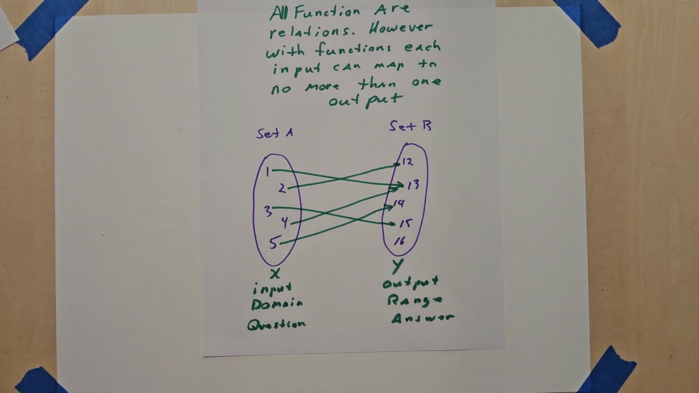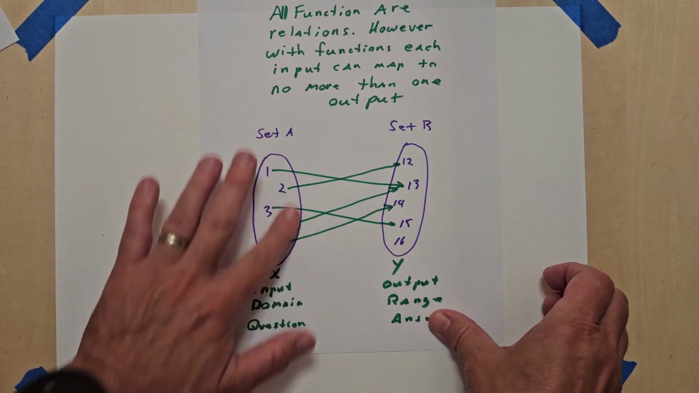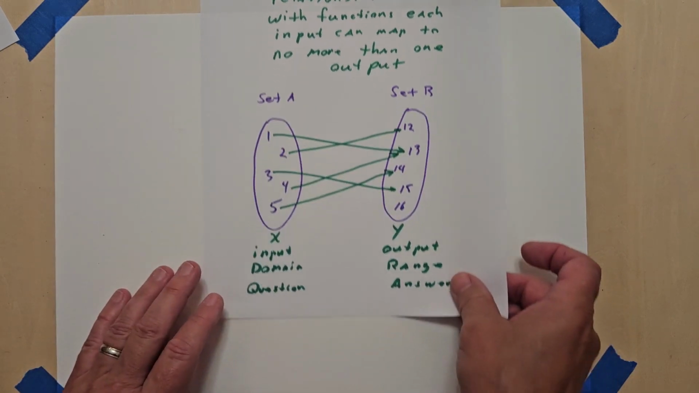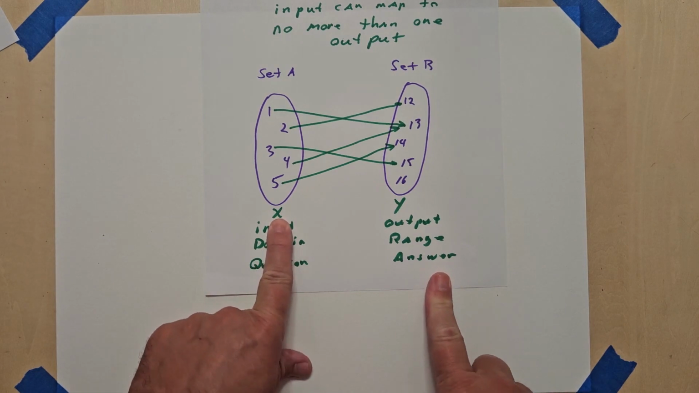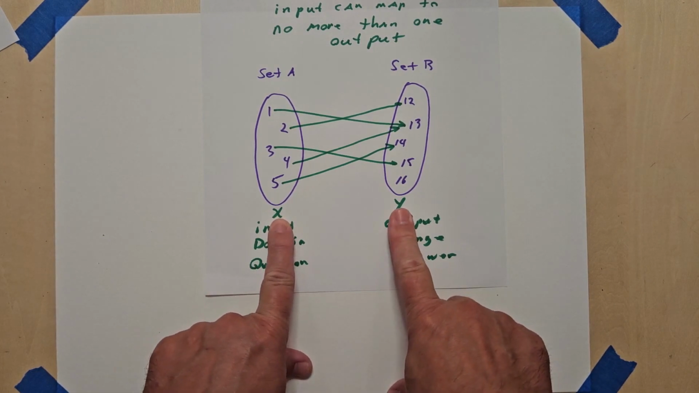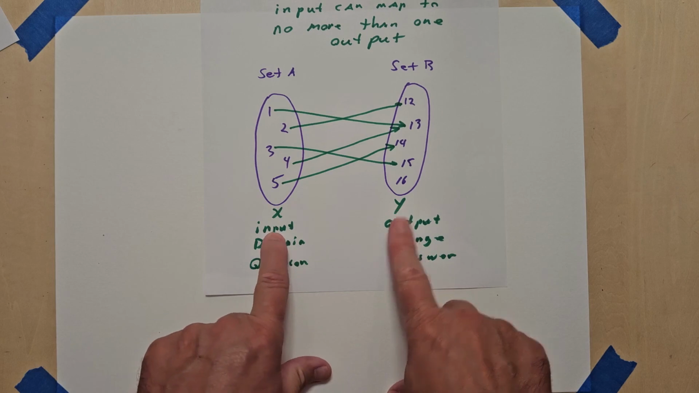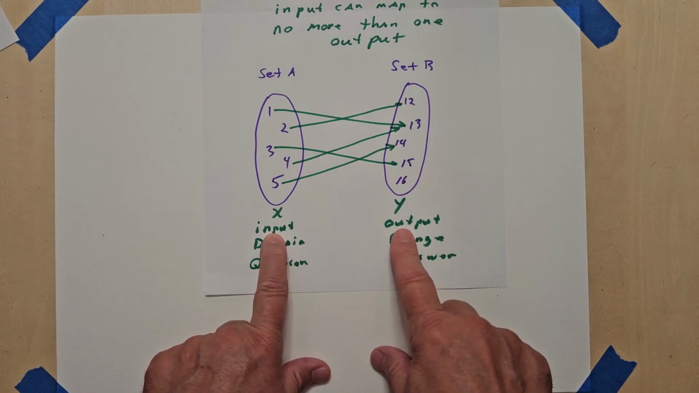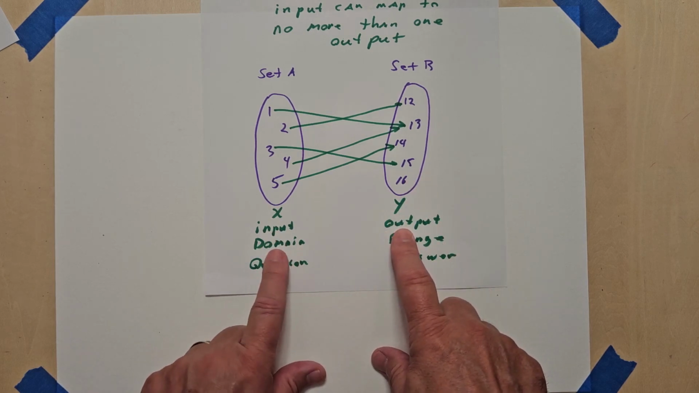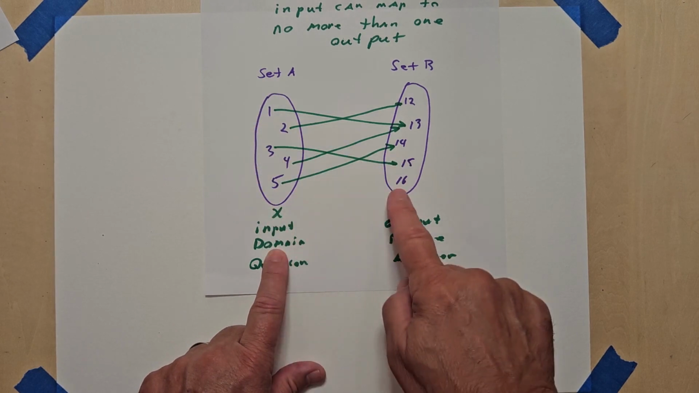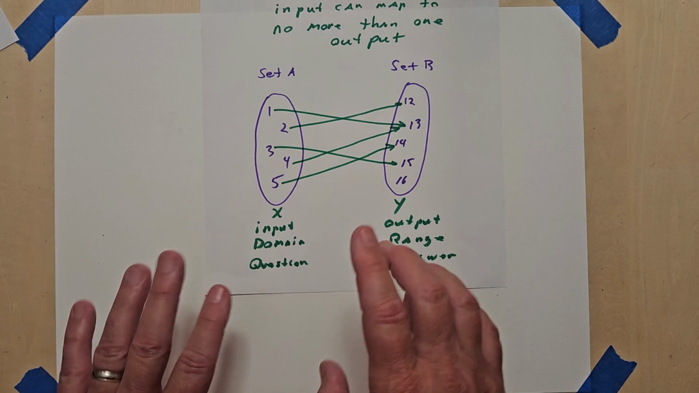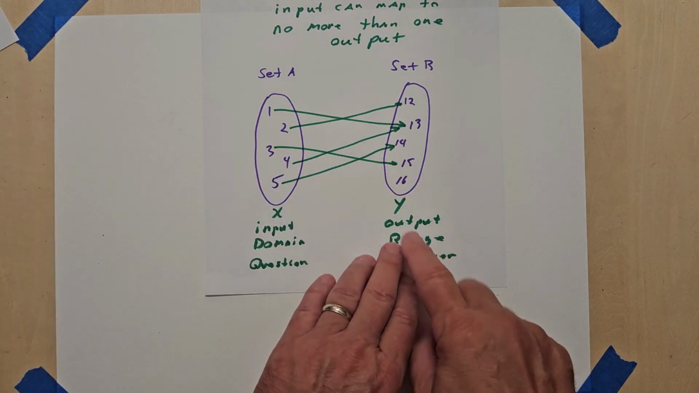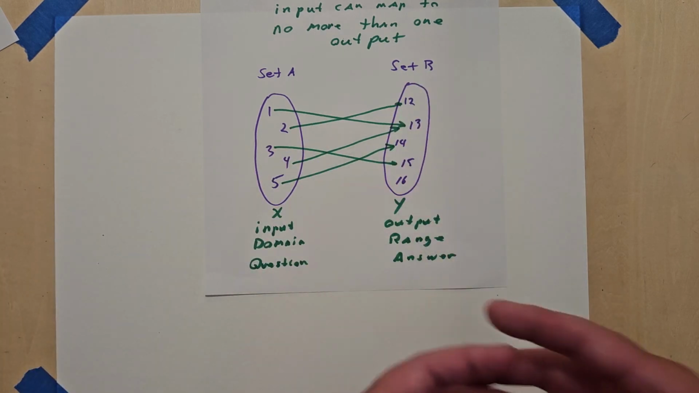Okay? Now some quick vocabulary. I'm referring to set A and set B. In math, we often use the X variable for set A, the Y variable for set B. We refer to this as the input. This is the output. More formally, we would call this the domain, and this the range, at least the set of all possible numbers that could be input, and the set of all possible numbers that could ever be output from the function.